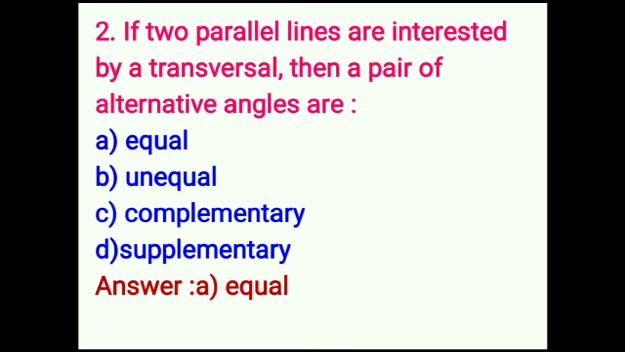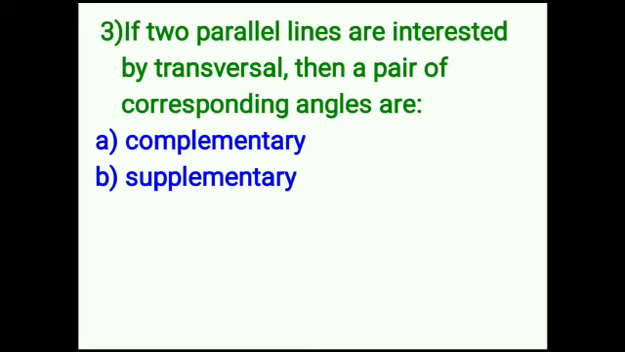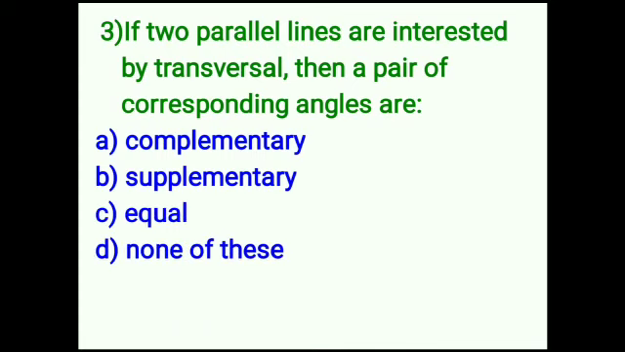Here question number 3 is: if two parallel lines are intersected by a transversal, then a pair of corresponding angles are: option A, complementary; option B, supplementary; option C, equal; option D, none of these. This is the property of parallel lines, property number 1. So your answer is option C, equal.